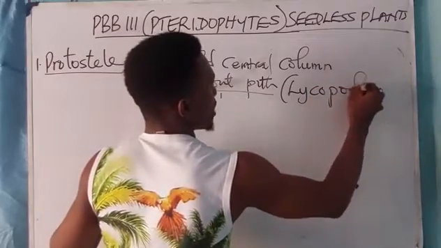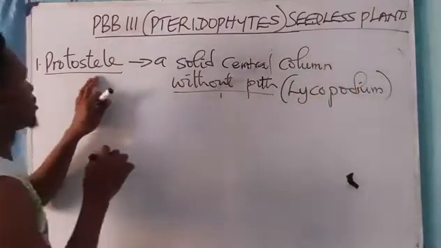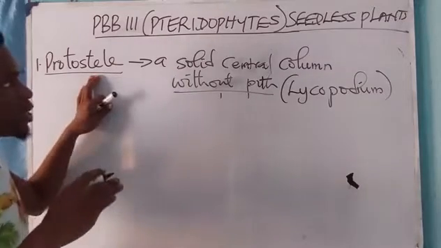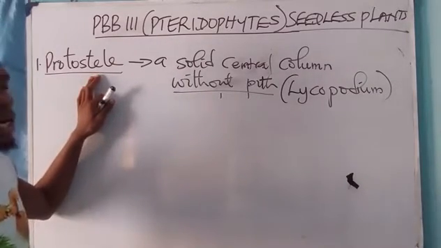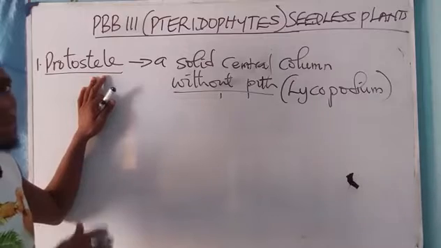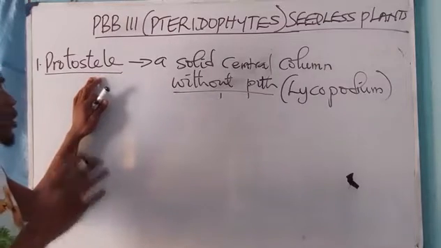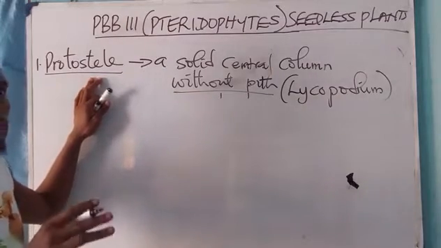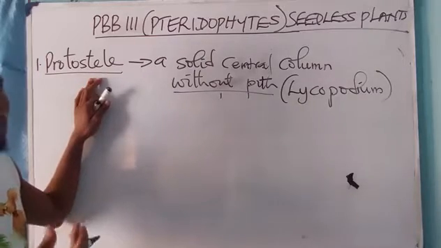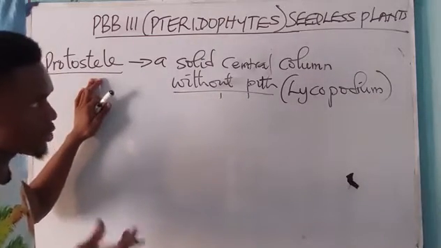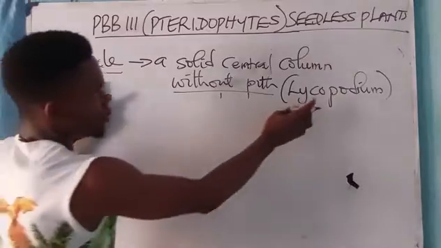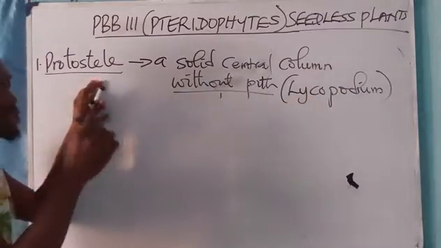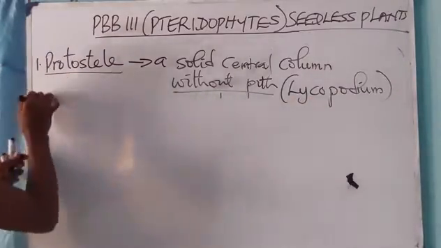Lycopodium has this type of stele. The stele is a combination of the xylem and the phloem, which are the vascular bundles, and sometimes the pericycle. Take note of that. Lycopodium possesses a type of stele called protostele.